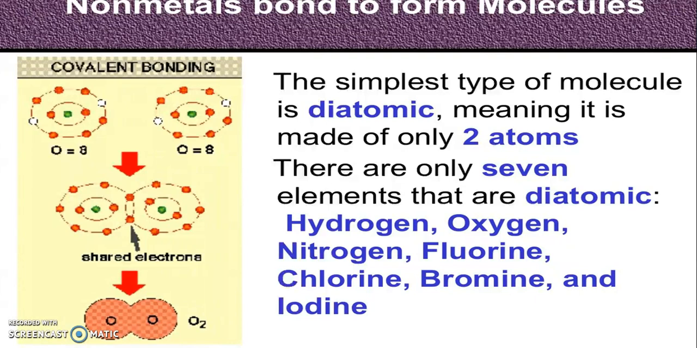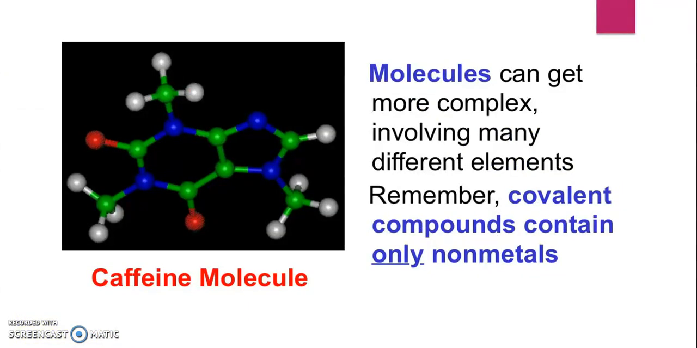Nonmetals also bond to form molecules. The simplest type of molecule is a diatomic molecule, meaning it's made from only 2 atoms. There are only 7 elements that are diatomic: hydrogen, oxygen, nitrogen, fluorine, chlorine, bromine, and iodine. But molecules, they can get pretty complex. They can involve different elements. And remember, only those covalent compounds are going to contain nonmetals.